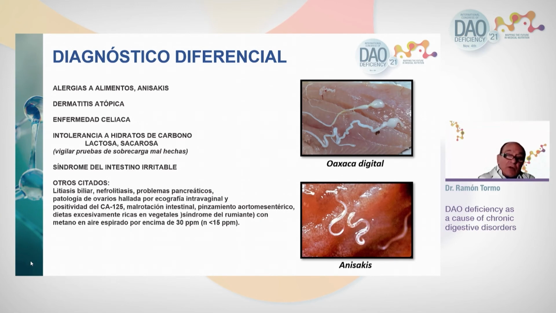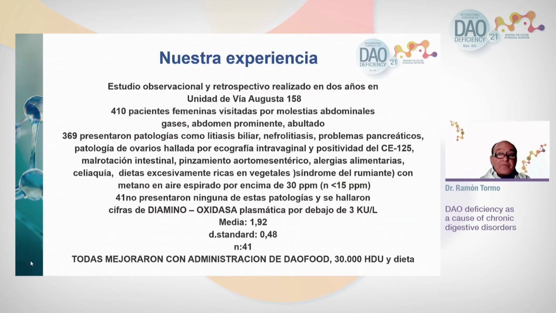Also the irritable bowel syndrome, and other important cases when we study this DAO, like biliary lithiasis, pancreas-related problems, liver-related pathologies, intestinal malrotation, mesenteric impingement, diets excessively rich in vegetables, etc. We have to discard all of these possible reasons before we're sure that there is a DAO deficiency.